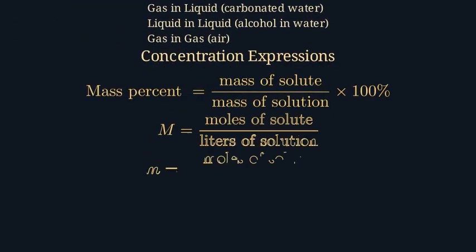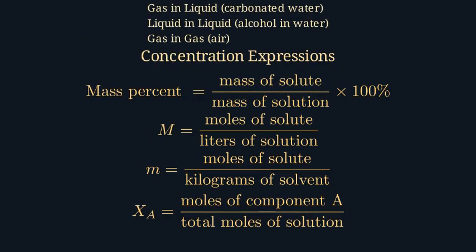We express how much solute is present using concentration measures. Mass percent shows grams of solute per 100 grams of solution. Molarity counts moles of solute per liter of solution. Molality counts moles of solute per kilogram of solvent. Mole fraction looks at the ratio of moles of one component to the total moles.